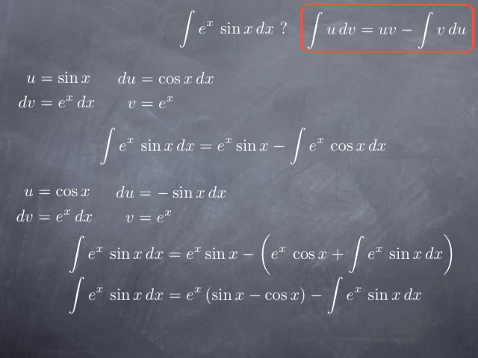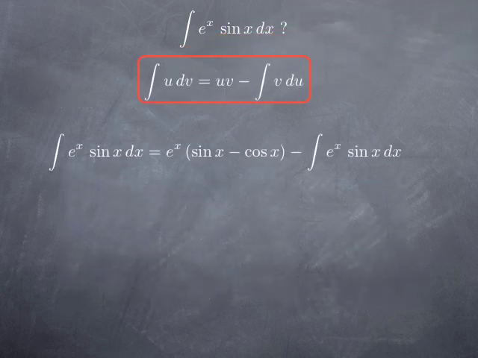And now I have this negative sign in front of a parenthesis, so I have e to the x sine x minus e to the x cosine x, which I can write as e to the x multiplied by sine x minus cosine x, and then I subtract this integral of e to the x sine x. So this is what I have. And here you see that we have the same integral on both sides. So we can solve for this integral.